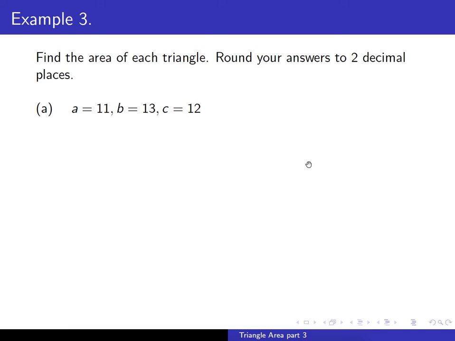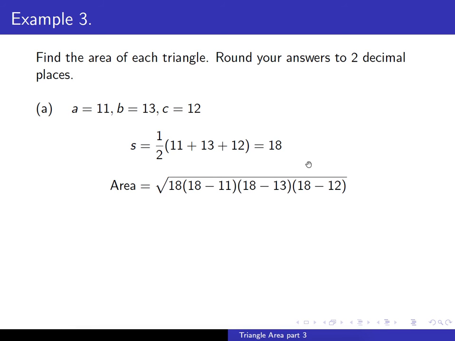So example 3, find the area of each triangle, round your answers to two decimal places. We have a side-side-side triangle given the lengths of all three sides. And again, we could find one of the missing angle measurements using law of cosines, but it's going to be quicker for us to apply Heron's formula. So first let's find the semi-perimeter by taking half the perimeter. So half of 11 plus 13 plus 12 gives us 18. And then applying that into our formula, we get the square root of 18 times 18 minus 11 times 18 minus 13 times 18 minus 12.